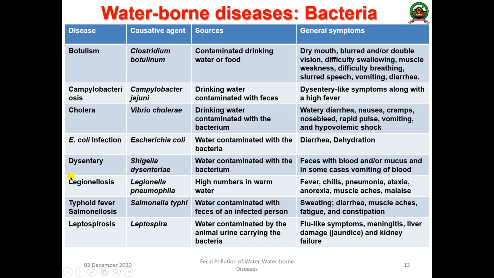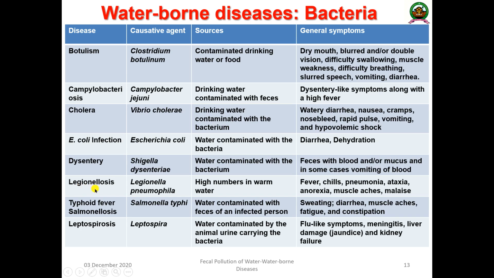Next one is the dysentery that is caused by bacteria. This is known as bacillary dysentery or bacterial dysentery. The bacteria that causes this infection is known as Shigella dysenteriae. The major source is water contaminated with the bacteria. Then the fecal material with blood. When you are doing a loose motion, it will be with blood, or mucus. And in some cases vomiting of blood. Sometimes when you vomit, blood will come out of the mouth. So that is another important symptom.